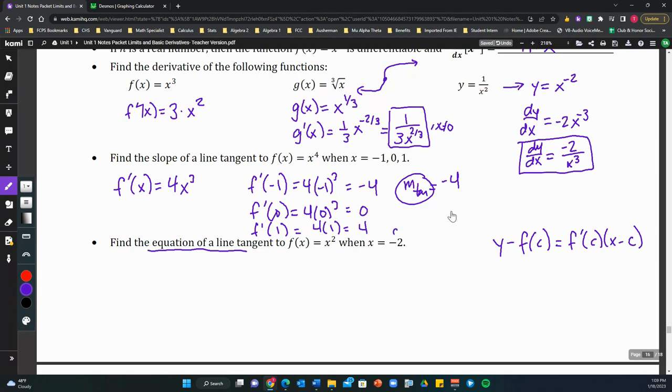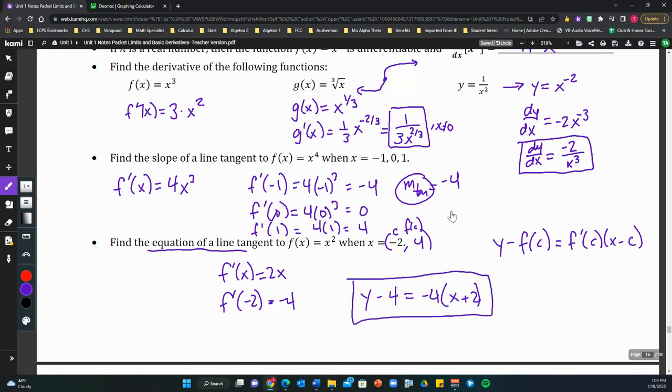So I've given you the x value, this is my c, so we need to plug that into the function to find the y. So -2 squared gives me +4, so that's my f of c. And then for the derivative's value to find the slope, we'll do our power rule first. F prime of x is really 2x, and then f prime at -2 would be -4. So that is my slope of the tangent line. So then my equation would be y minus 4 equals -4 times x plus 2 because of the double negative. So x minus -2 would leave me with +2. But that's it. That is the equation of our tangent line.